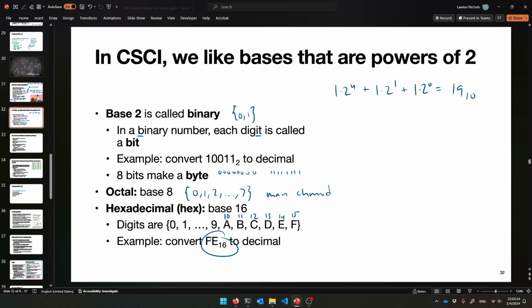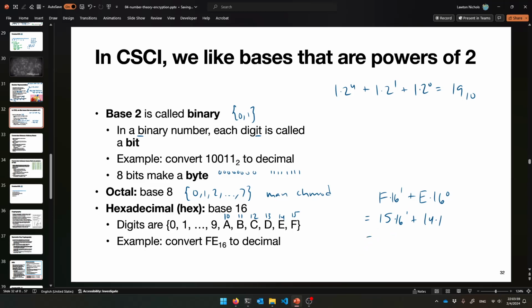So FE, let's convert that to decimal. Well, it's going to be E times 16 to the 0 plus F times 16 to the 1. You can check this. What is E, first of all? E is 14, so that's 14 times 1. And then this is 15 times 16. So 15 times 16 plus 14 times 1, or 16 to the 1, whatever you want to think about. That's how you can convert it.